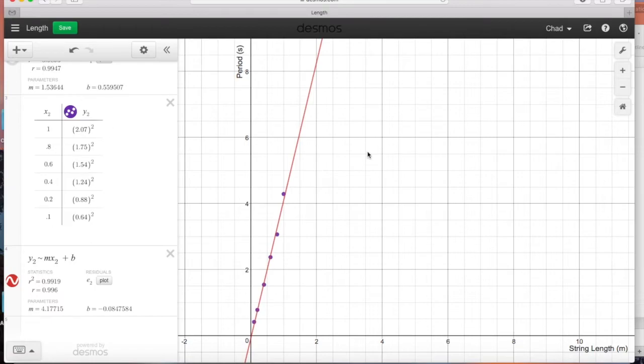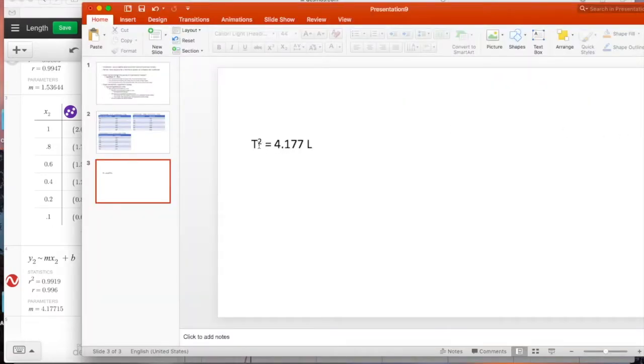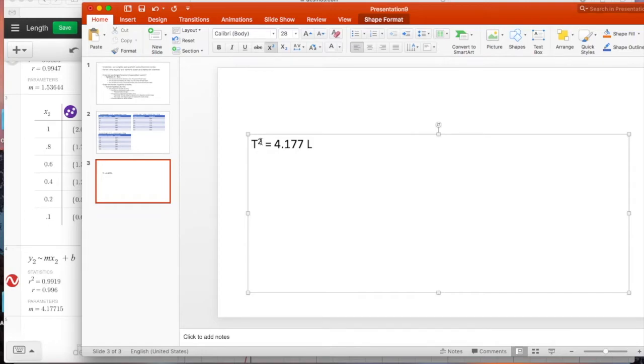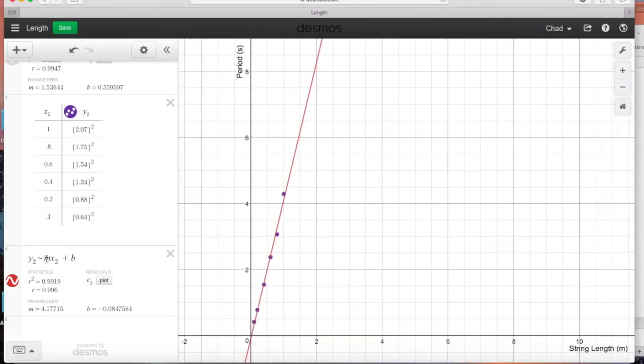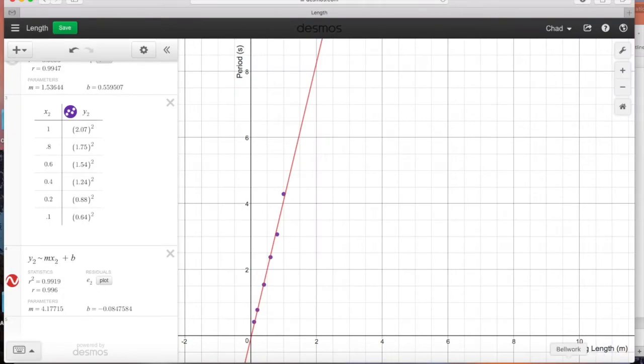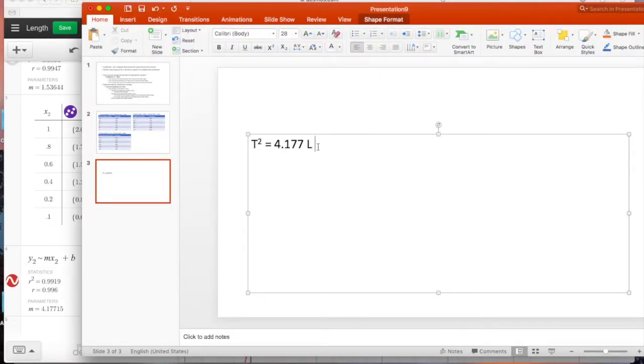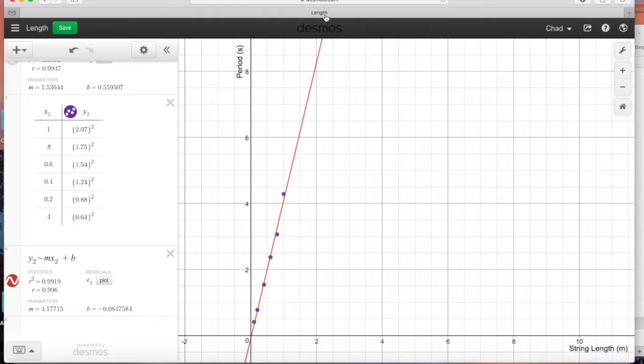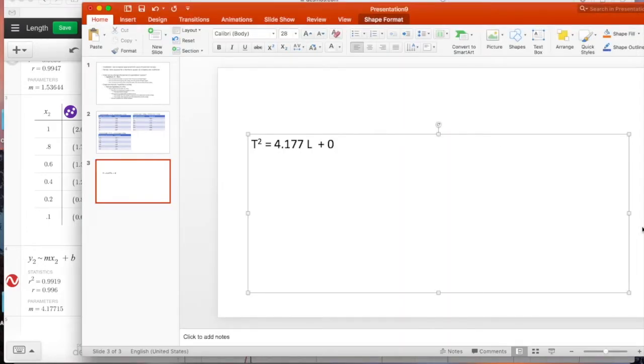The y values were the period squared, so I've written that down right here. Capital T squared is the period squared equals m. That's my 4.177 number, so I've written that down. Times the x values. Well, what was graphed on the x-axis? The length of the string, right here. So I'm going to use a capital L for that. And then we could say plus the b value, the y-intercept. Where does this line hit the axis? And that's such a small number that I can effectively call that 0 and not even have it in my equation.